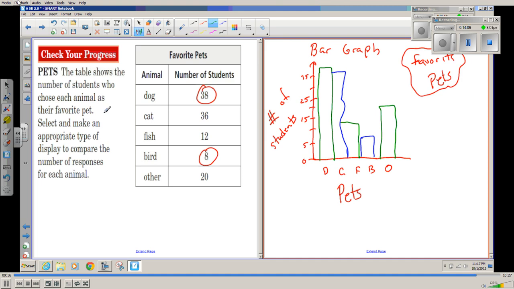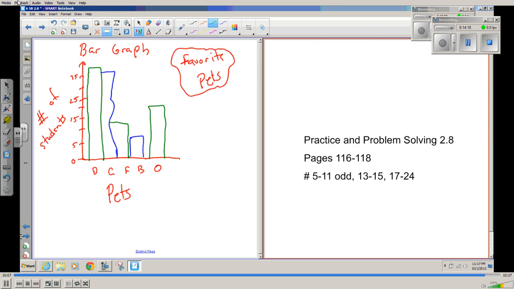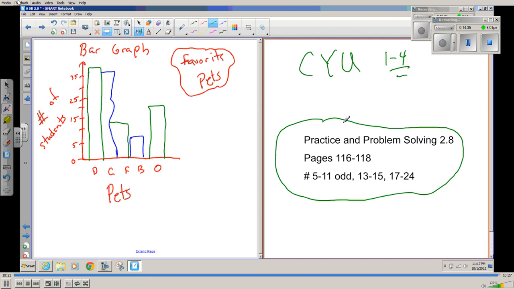So through the table, we selected and made an appropriate type of display to compare the numbers. Alright, that is all for this section. Make sure you try out the check your understandings, CYUs 1 through 4, and then we'll work on these problems in class. Good luck.